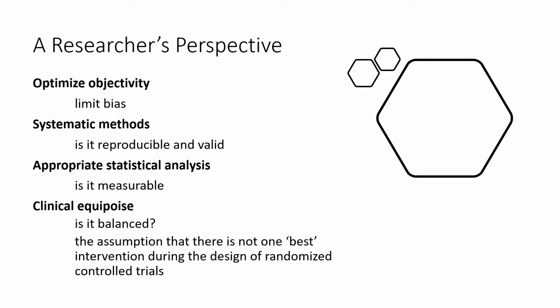We want to make sure that something has clinical equipoise, and I want you to know this definition for sure. So ultimately, it's really asking the question, is it balanced? Clinical equipoise really is kind of defined as the assumption that there is not one best intervention during the design of a randomized controlled trial. Ultimately, clinical equipoise is going in with a really open mind about what it is that you're going to find.